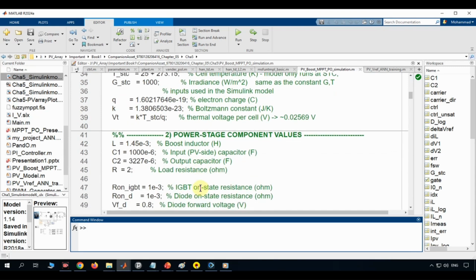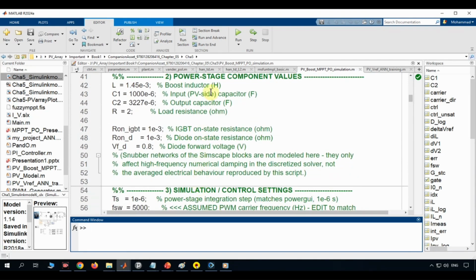Now we look at Section 2, where we define the actual values of the power stage components. These values match the resistors, inductors, and capacitors we placed in our Simulink schematic. We have a boost inductor L of 1.45 millihenries, an input PV side capacitor C1 of 1000 microfarads, an output filter capacitor C2 of 3227 microfarads, and a 2-ohm load resistor R.